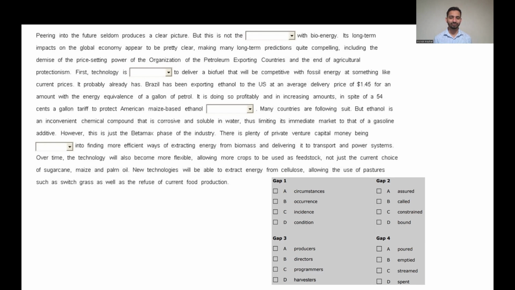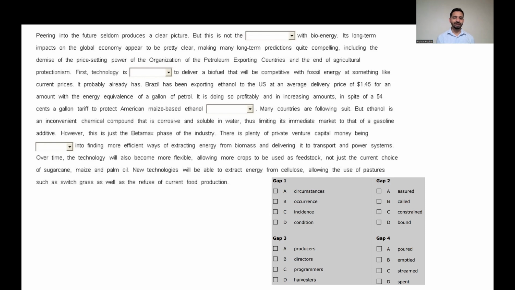There is plenty of private venture capital money being poured. Okay, this is again a collocation: we pour the money. This is important for you to know, and you must have heard this many times when we talk about money being poured in that project. This one should ring a bell for you. So we can straight away use money poured. We can also use spend, but money is being spent or poured seems, in terms of collocation, most appropriate.